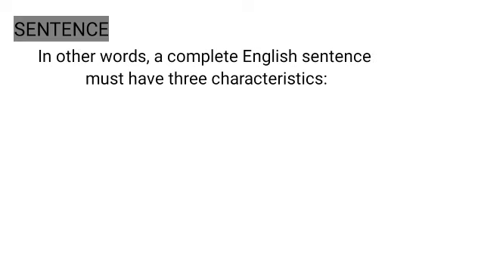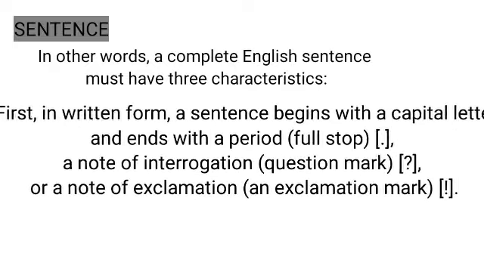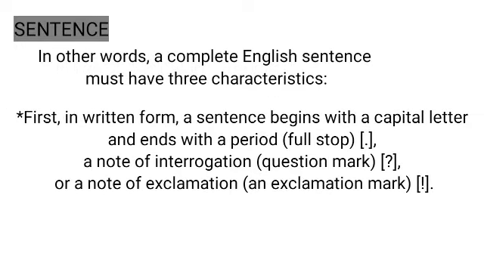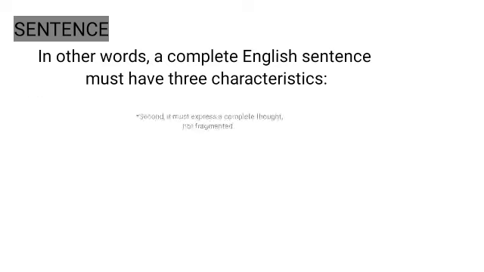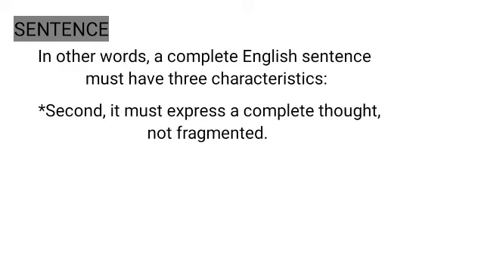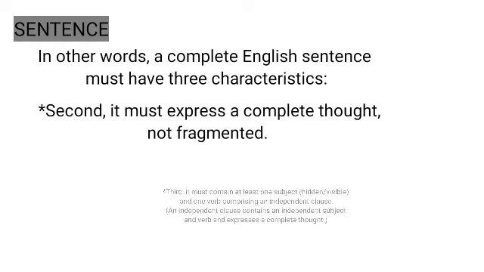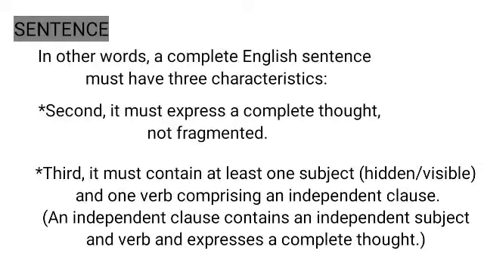In other words, a complete English sentence must have three characteristics. First, in written form, a sentence begins with a capital letter and ends with a period, a note of interrogation, or a note of exclamation. Second, it must express a complete thought, not fragmented. Third, it must contain at least one subject and one verb comprising an independent clause.